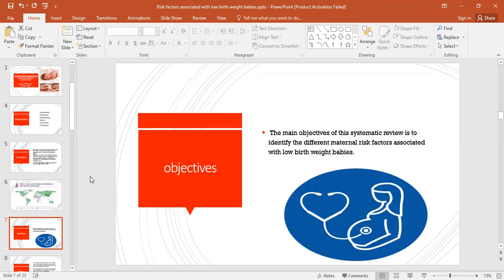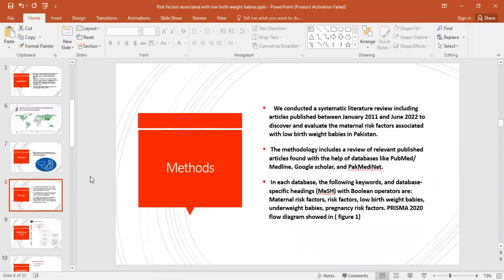Objective of my systematic review. The main objective is to identify the different maternal risk factors associated with low birth weight babies in Pakistan. And in the methodology section, we conducted a systematic literature review, including articles published between January 2011 and June 2022 to discover and evaluate the maternal risk factors associated with low birth weight babies in Pakistan.